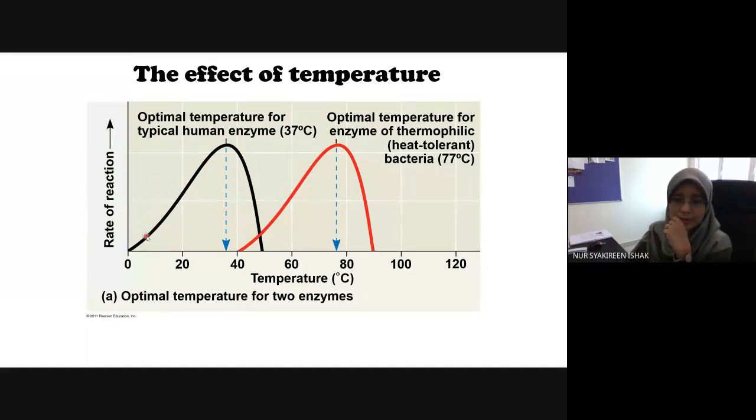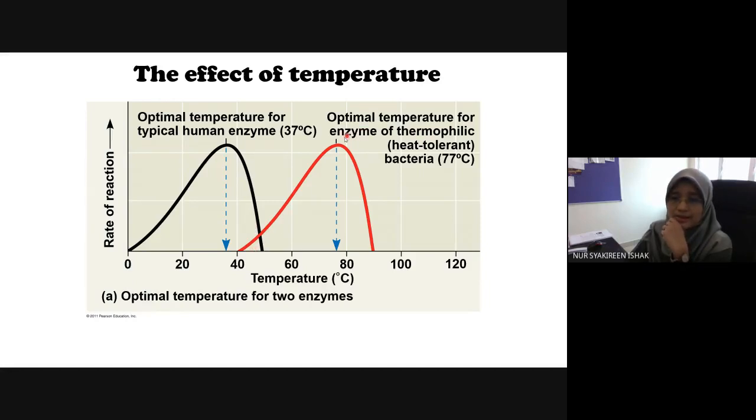Okay, so here you have two enzymes. A typical human enzyme has an optimum temperature according to the body temperature, which is 37. As you keep on increasing the temperature, the rate of reaction increases. But if you go beyond 37 degrees, the enzyme will start to denature.